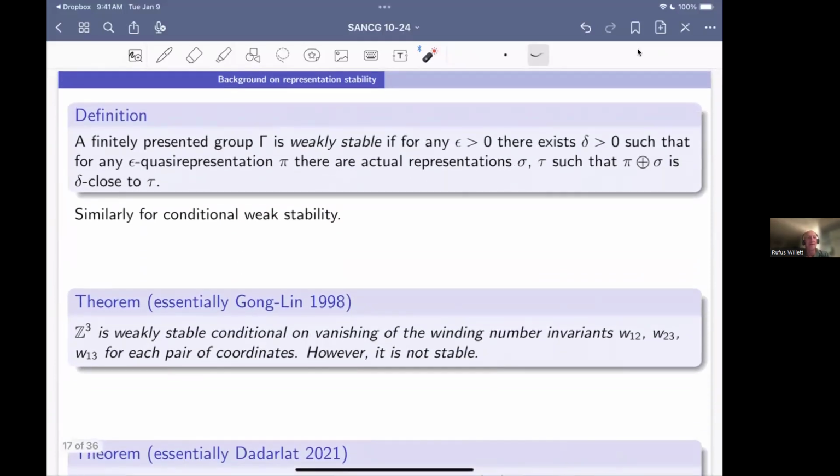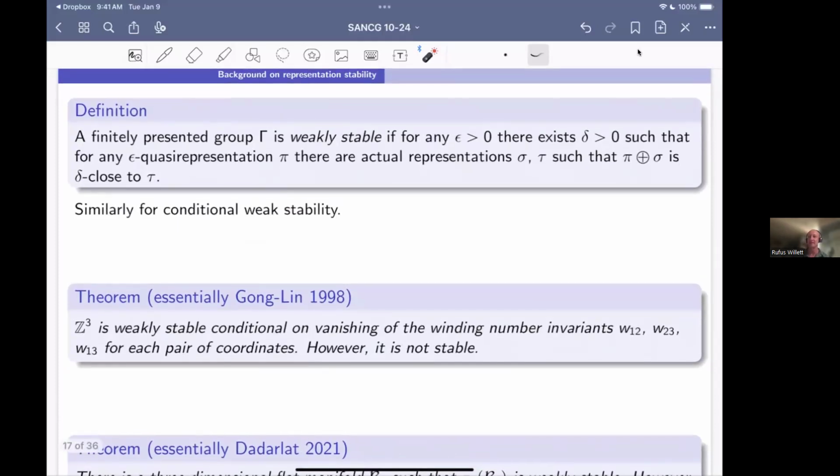Last definition in the background bits: a finitely presented group is weakly stable. It should probably be called stably stable or something like that, but that's terrible terminology, so we won't. But what it means is that you can find honest representations so that when you take your quasi-representation and block sum it with your honest representation, that is close to the other honest representation. So maybe you can't get your thing itself close to an honest representation, but if you take its block sum with an honest representation, then you get it close.